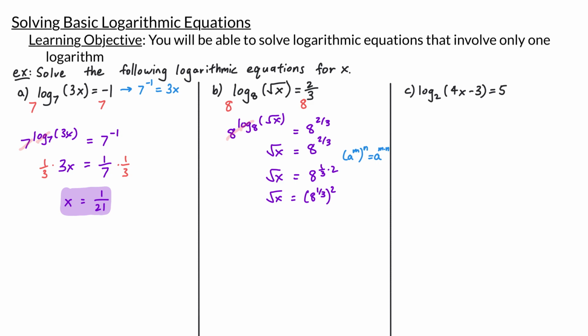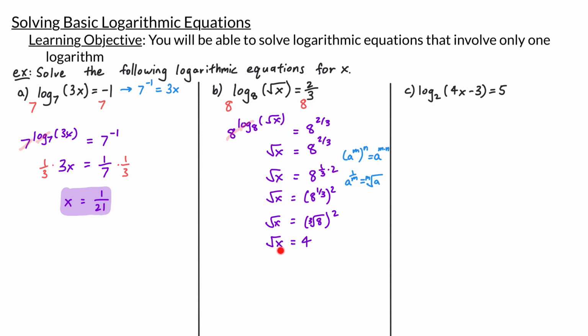Next, we're going to use another exponential property. Remember that if we have a to the power of 1 over m, this is the same as taking the mth root of a. So 8 to the power of 1/3 is like taking the cube root of 8. So we have square root of x is equal to the cube root of 8 squared. Now this is something that we can compute. The cube root of 8 is just 2, and then if we square it, we end up with 4. So our equation is square root of x is equal to 4.